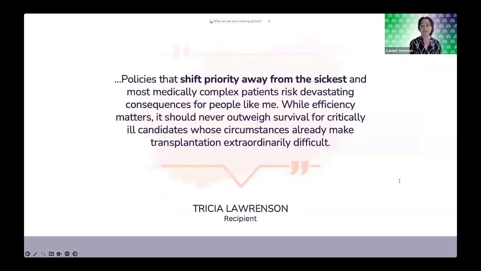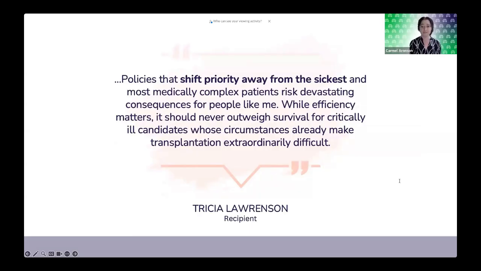I want to close with one final recipient quote, because I think that it sums up so well what is at stake for us and what we think should be prioritized in allocation policy. This individual wrote, "This matters deeply to me because I am alive today due to a system that prioritized medical urgency. Patients like me are already at an enormous disadvantage because sensitization and antibodies reduce donor compatibility and increase waiting risk. If medical urgency had not remained central to allocation decisions, I may not have survived long enough to receive the organs that ultimately saved my life.